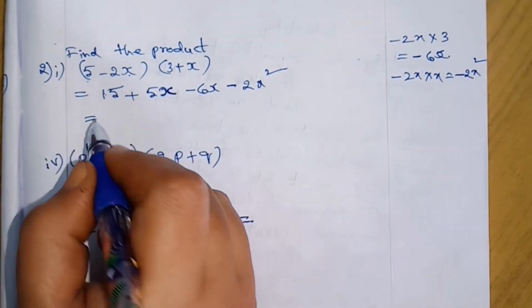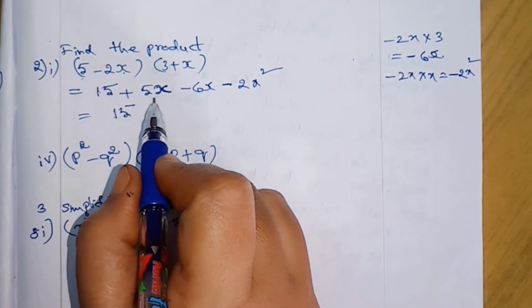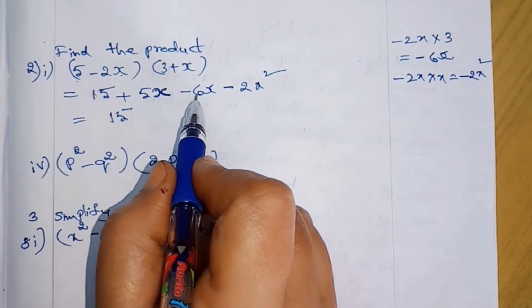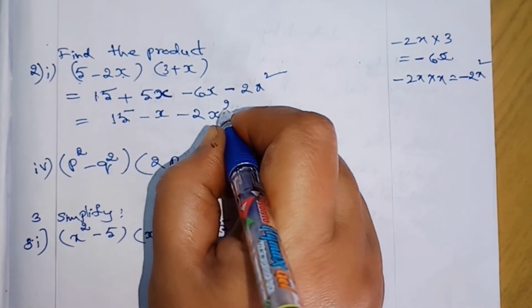So this is equal to 15. Here both are like terms, so one positive, one negative, we subtract. Take the sign of the bigger number. So it is minus x minus 2x square.